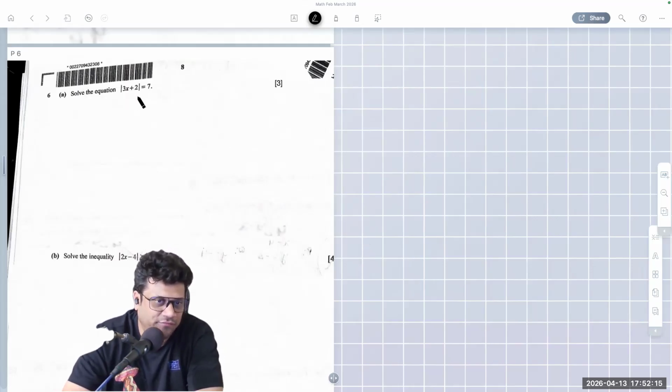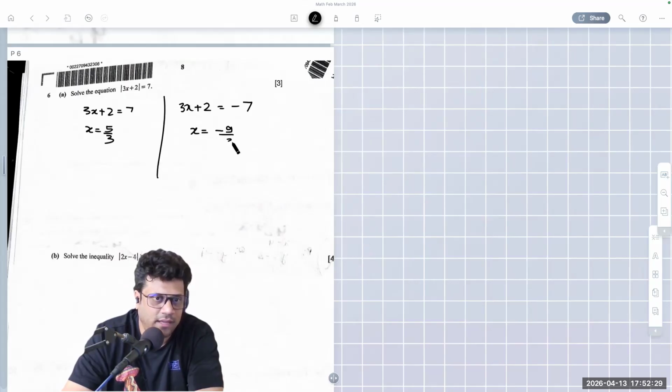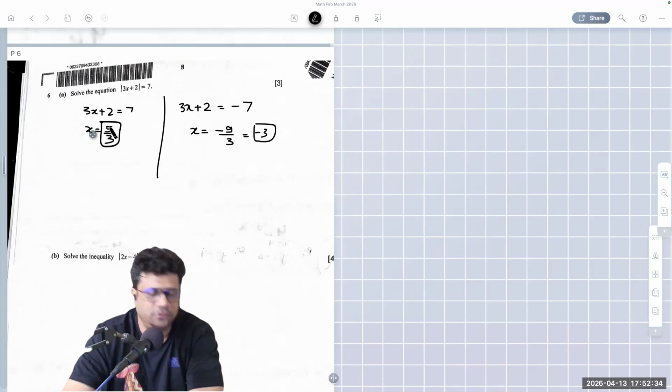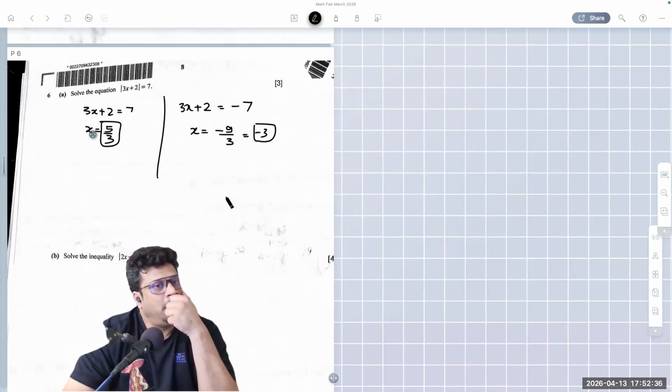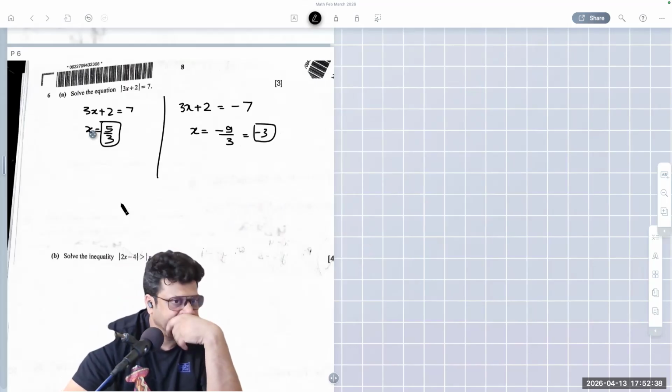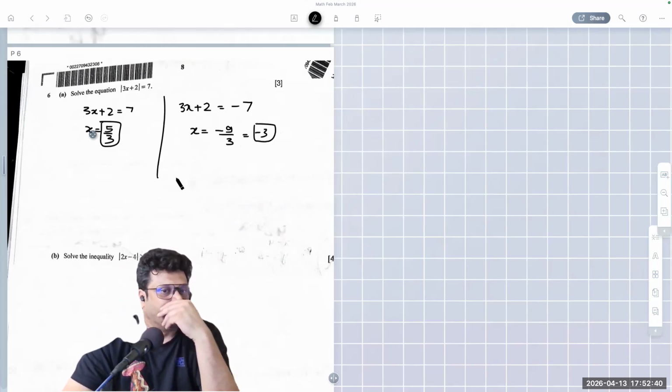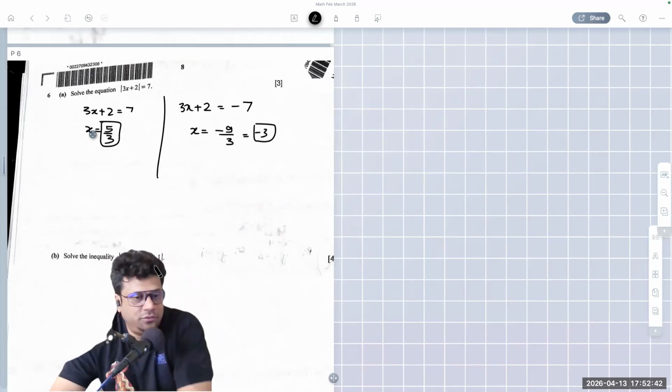Anyways, here you've got 3x plus 2 equals 7. You can go 3x plus 2 equals minus 7, and here x comes out to be 5 by 3, and here x comes out to be minus 9 by 3, so it's minus 3. So there, two solutions. Okay, and then they want you to solve the inequality.